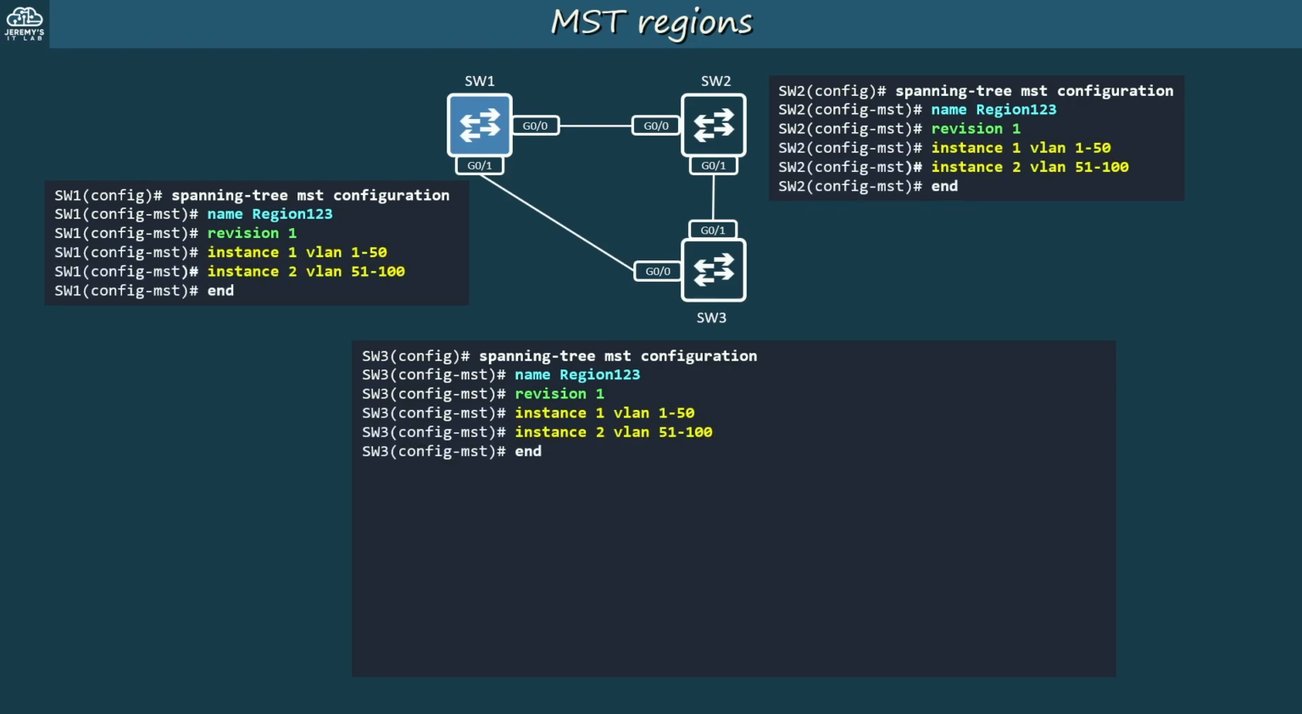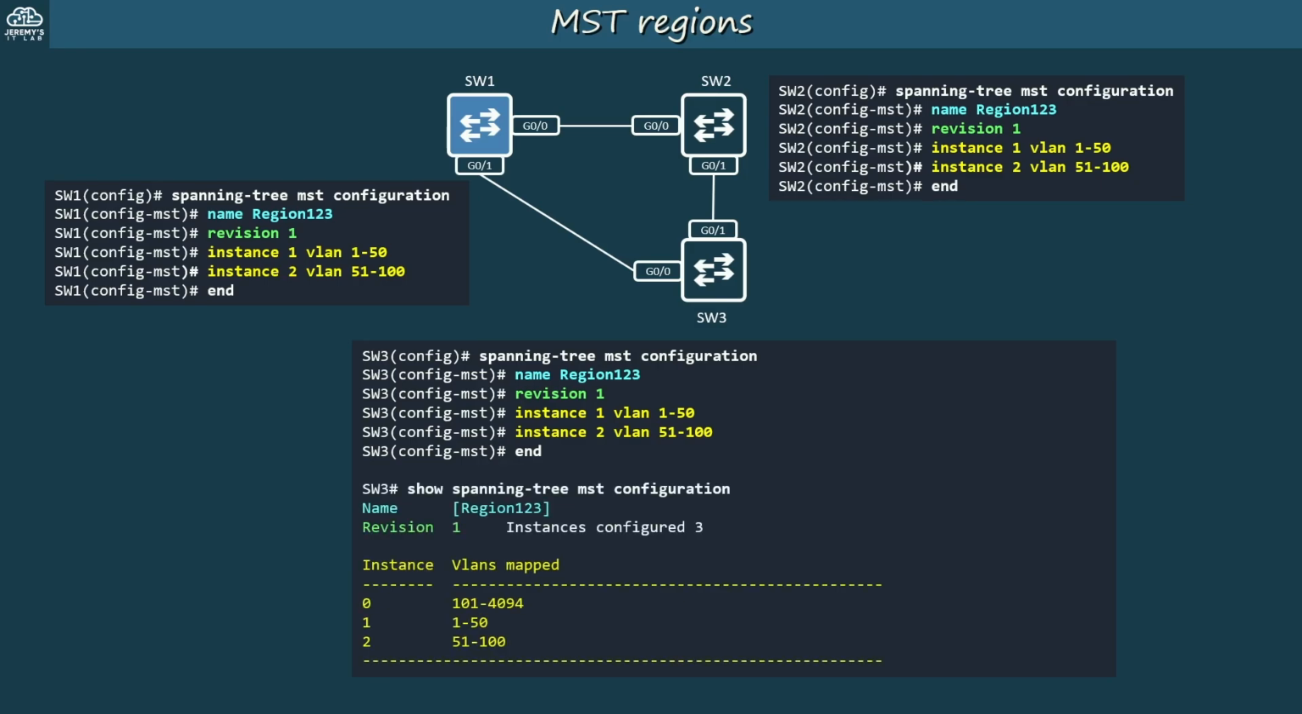Okay, then I configure the mappings. These are the same mappings I configured in the previous video. I'm just showing them here for review. After, I used end to exit MST config mode. I mentioned this in the previous lab video, but configurations made in MST config mode don't take effect until you exit MST config mode. Finally, I used show spanning-tree mst configuration on switch 3, and you can see the name, Region123, and the revision number 1 that we just configured, as well as the VLAN to instance mappings.